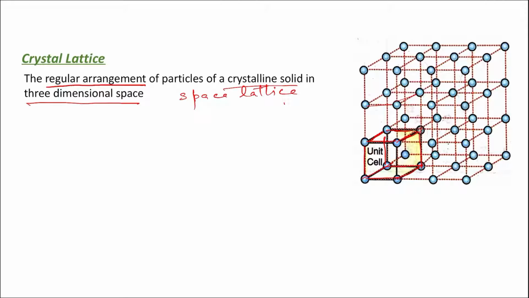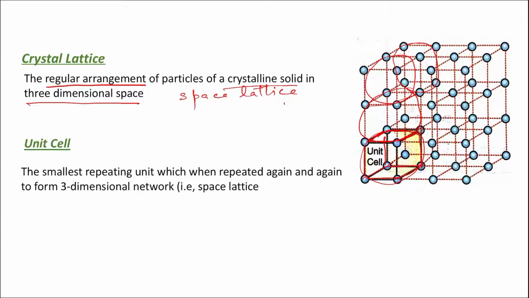If you look at this space lattice carefully, observe carefully, then this arrangement is repeated again and again to form the crystal lattice. And this repeating unit is known as the unit cell.